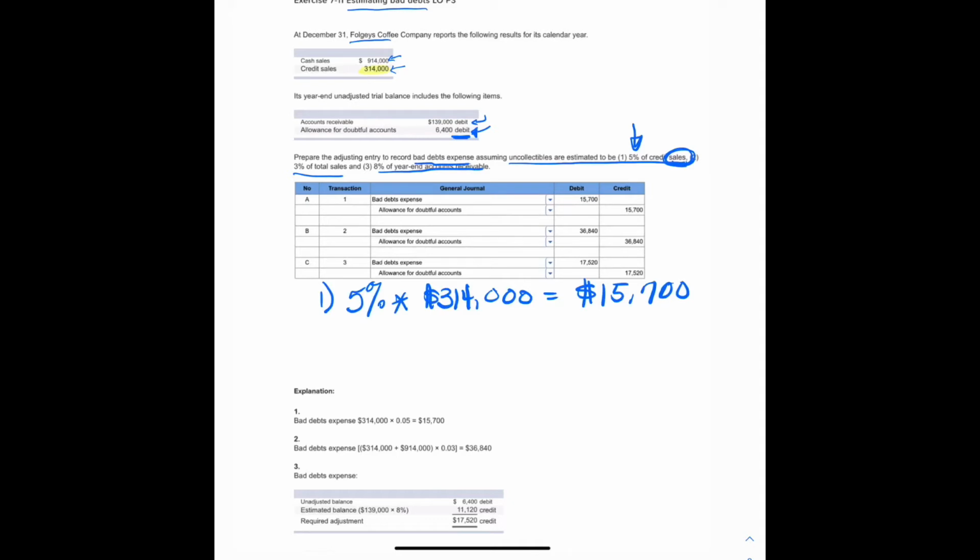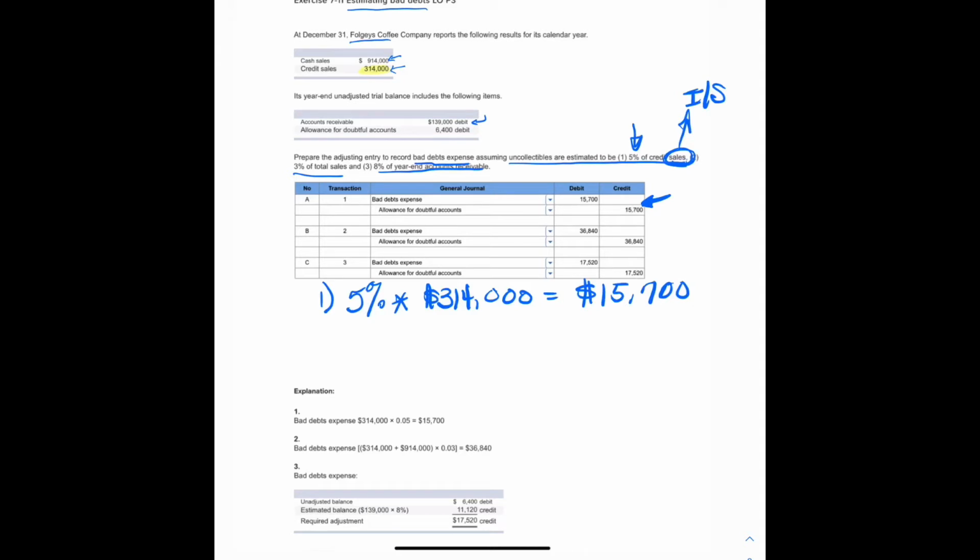Now notice this is an estimate of credit sales, and since it is a sales estimation, this is what we refer to as an income statement method. And if you recall earlier when I talked about the income statement method, what I told you was that when you calculate the amount for an income statement method, what you are getting is the amount of the adjustment. And sure enough, that's exactly what you see here.